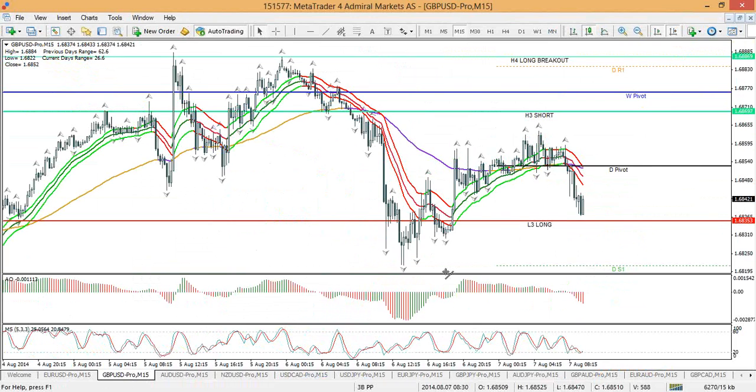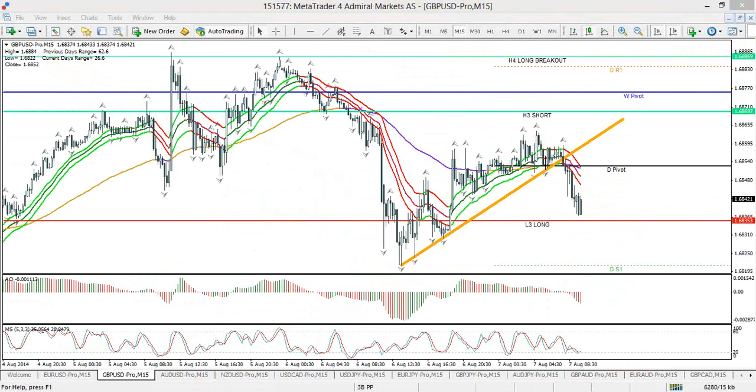If you use trend lines as an extra confirmation tool, we kind of broke out of this support trend line right here with a good momentum early this morning. So that looks like a good break. So looking for more of a hook back.